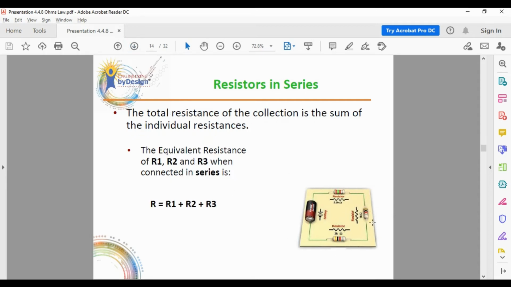Okay, so as long as you have 2 or more, this always works. If there were 4 resistors, you would add up all 4. If there were 10 resistors, you would add up all 10. For this particular circuit, if I wanted to know the total resistance, I would add up a 3K, a 1K, and a 2.5K. Added together, you get 6.5K, or 6.5 thousand, which is 6,500 ohms.